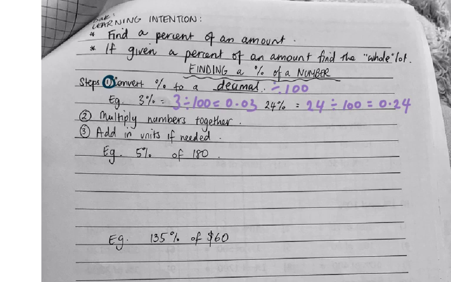So that is our first step. We've got to convert our percentage into a decimal. We're then going to multiply the two numbers in the question together, and again you can do that on your calculator, and then you're going to add in the units if needed. So for example, if you're trying to find a percentage of a dollar amount, you need to put in the dollar sign. So let's go through the first example.